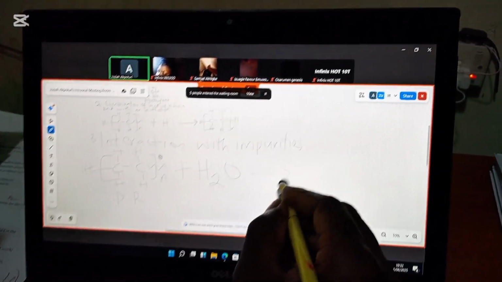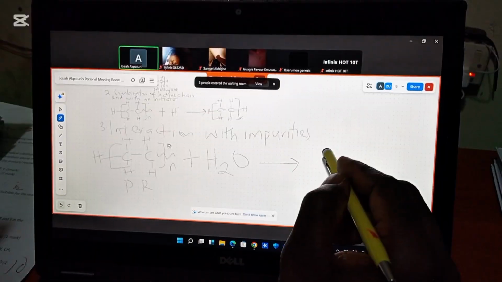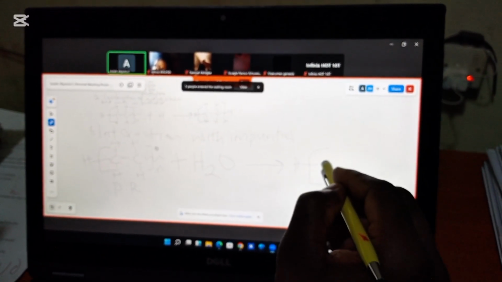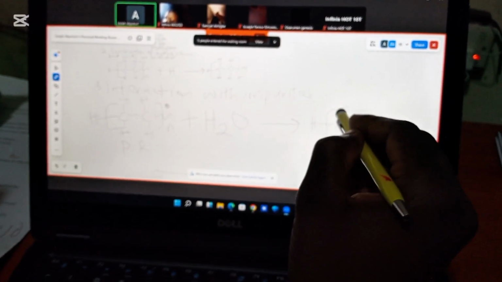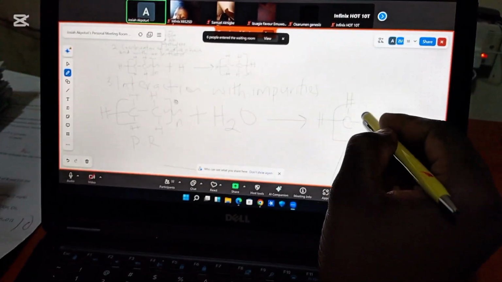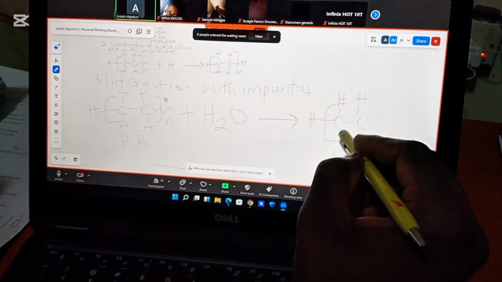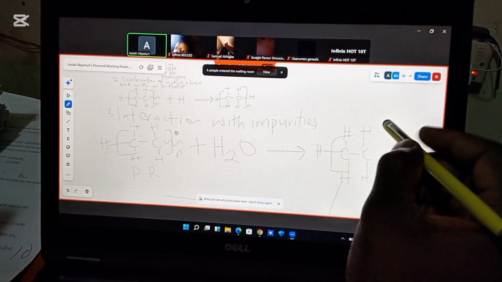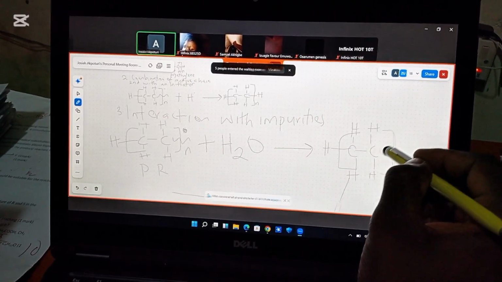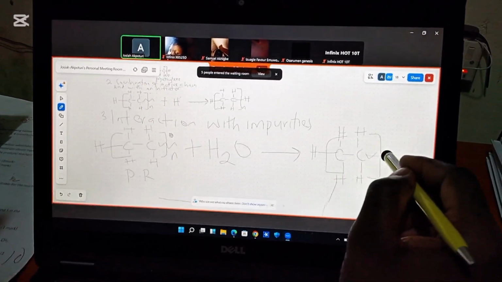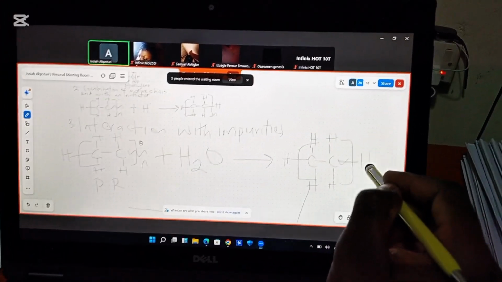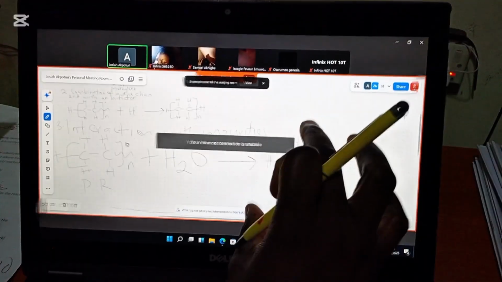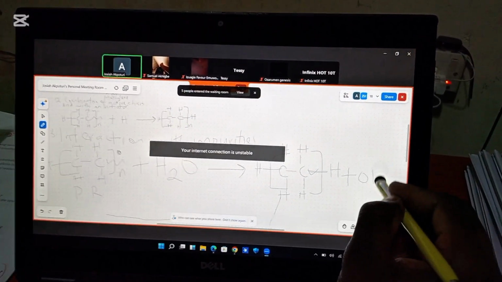To produce, now if it's producing, it means it will produce a radical. Is that not it? It means it will produce a radical. Sorry, you know the radical will end with H plus what? OH.